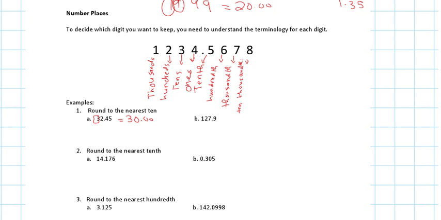Next, 127.9. It's going to be 130. Again, where is my tens digit? The 2. I look after it. Because it's a 7, I have to round this up, and it becomes 130.